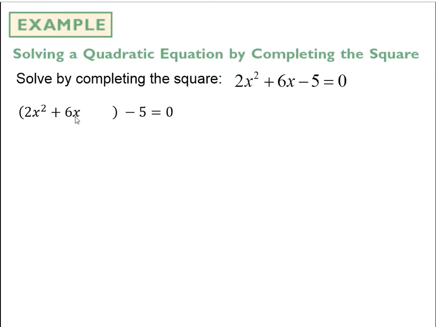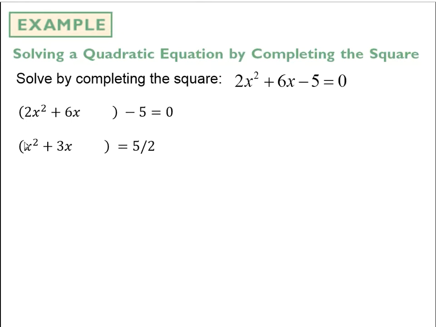Now, actually, before we take half of this and square it, we need to get this coefficient to be 1. So the x squared coefficient has to be 1. So I'm going to divide everything by 2. I'm going to divide by 2, and that becomes 1. I'm going to divide by 2, and that becomes 3. And here's what I did. I took the 5, added it to the other side, and then divided by 2. So that's that line there.